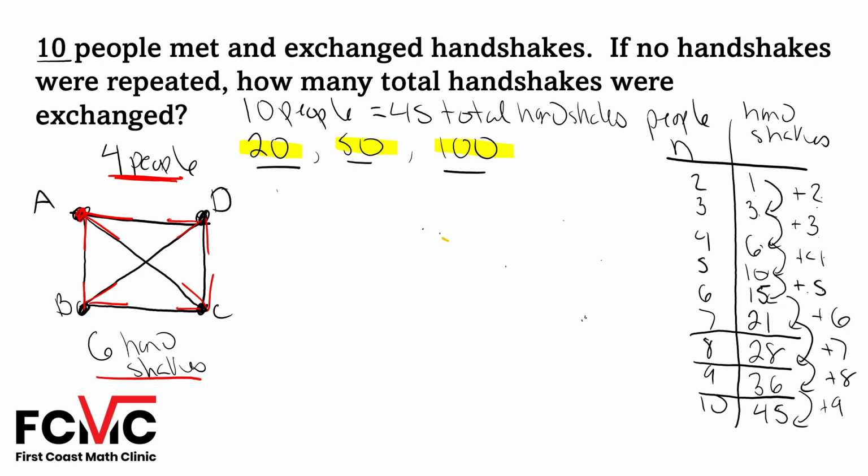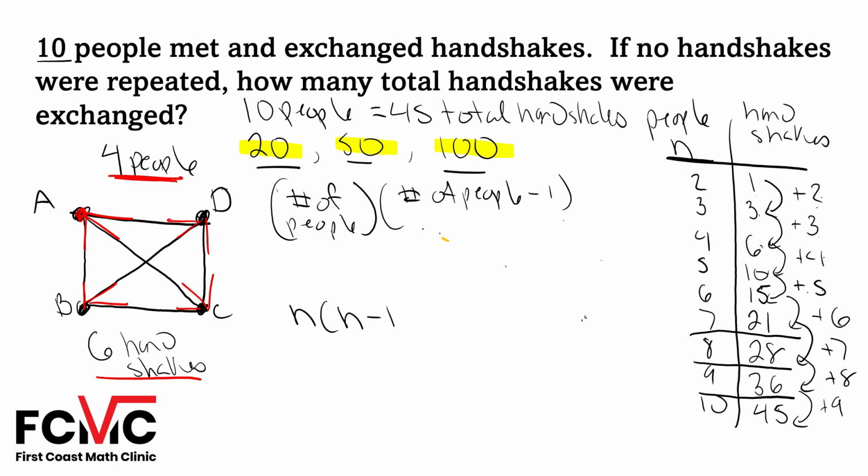So you're going to shake 3 hands. So we're going to start with the number of people times the number of people minus 1. In terms of a formula, we're going to use n to represent our number of people. So it's going to be n times n minus 1. And if we want to test our value for 4, I'm going to say n equals 4. Then we're going to have 4 times 4 minus 1, giving us 4 times 3, giving us 12.